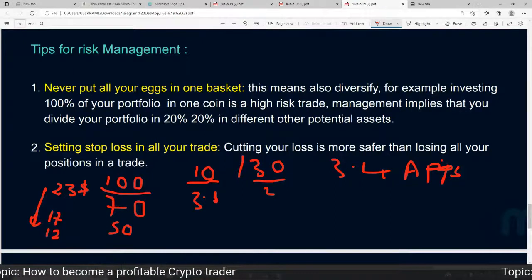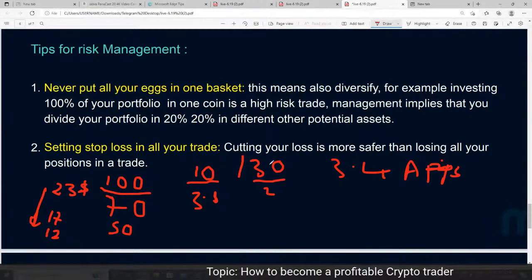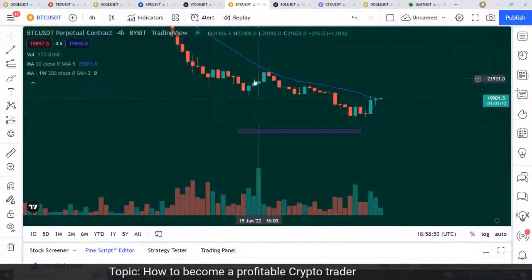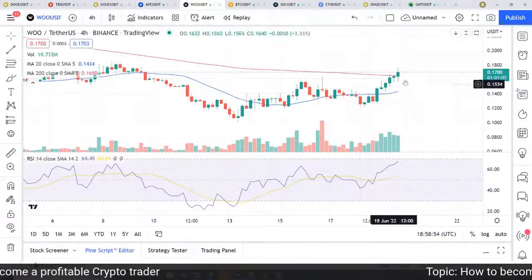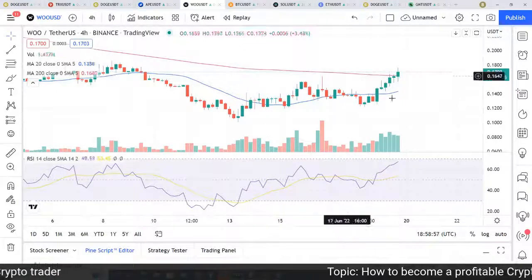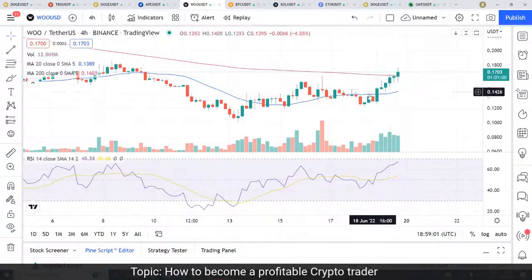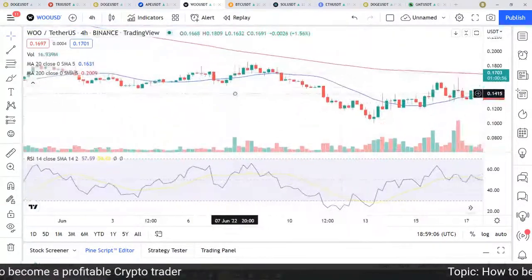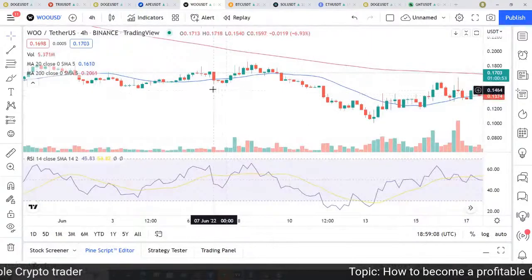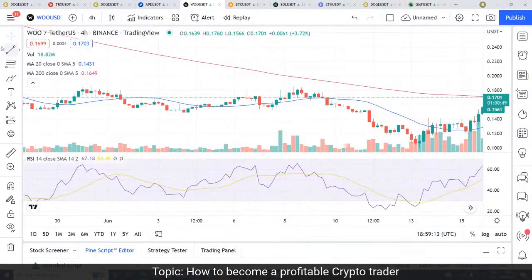Now, there is also another way to determine how to cut your loss, and this is when technical analysis comes in. Maybe you are analyzing a coin. Let's go back to the chart. Let's assume you are analyzing this coin, Wo coin. And let's spot when Wo fell down in price, let's say this area.